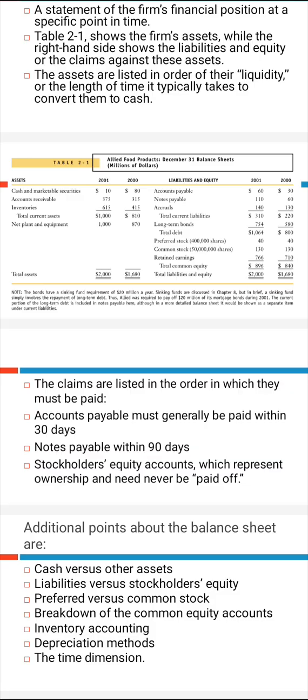Then we have notes payable. Notes payable is the promissory note where borrowers record their written promises to repay lenders. And then we have accruals. Accruals represent those expenses that the company has to pay and that have not yet been paid. So this all represents total current liabilities. Then we have long-term bonds.